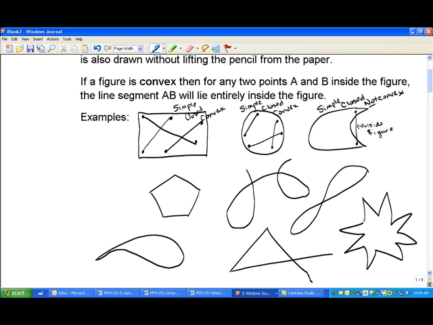Okay, so let's think about these. First of all, go through it and pick out the ones that are simple. Then go through and pick out the ones that are closed. And then last of all, go through and pick out the ones that are convex. So pause the recording for a few minutes and see if you can identify which ones are simple, which ones are closed, and which ones are convex. When you have your answers marked down, then restart the recording so you can check your answers.